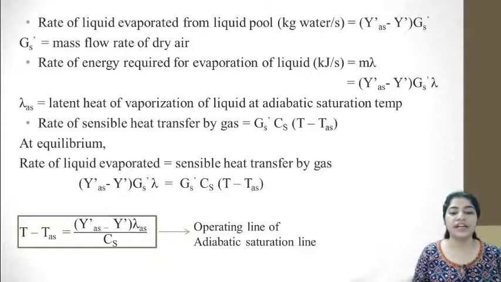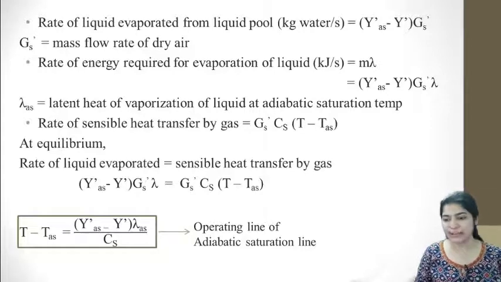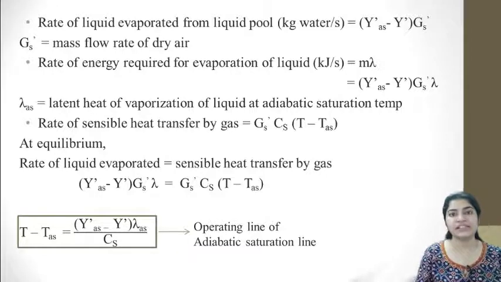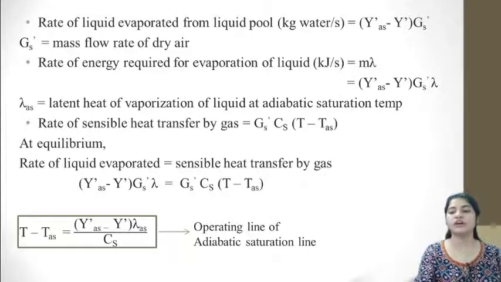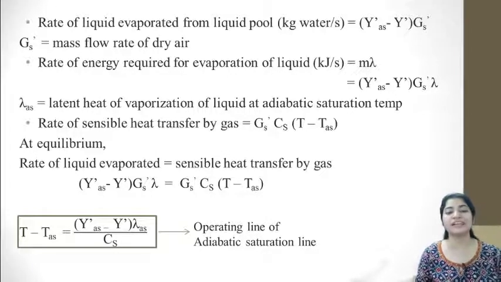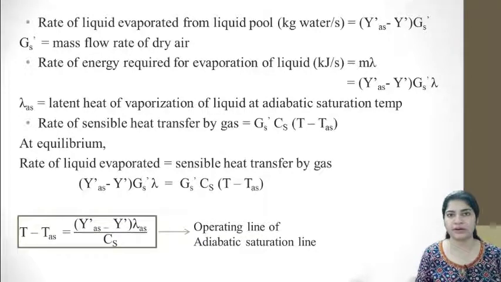Now the rate of energy required for evaporation of liquid is what? That is m into lambda. What is the mass flow rate of liquid here? That is Gs' into (Y'as minus Y'), and as it is a rate of energy, the latent heat of vaporization will also come. So this is your rate of energy which is required. The above equation gives the rate of liquid evaporated, the amount of liquid which you are talking about.